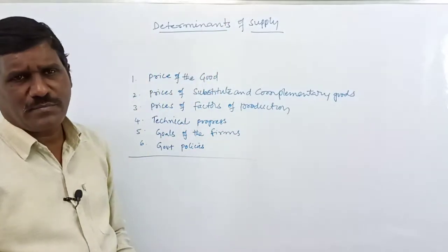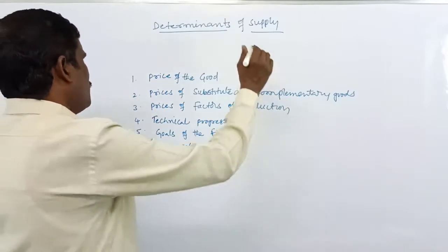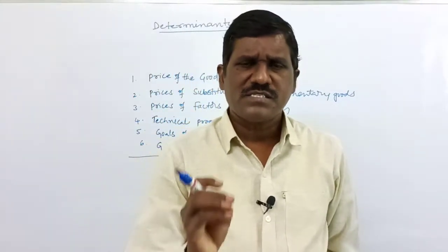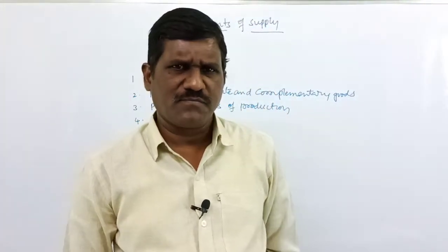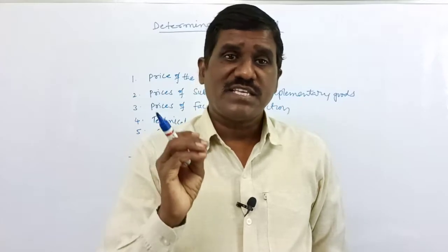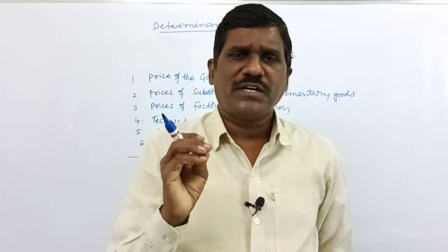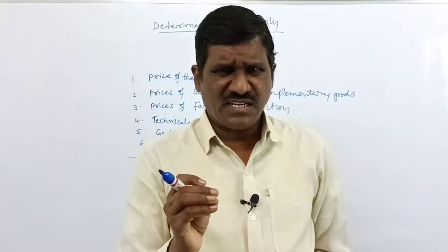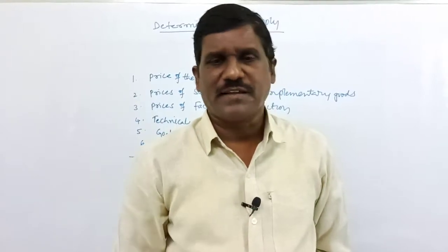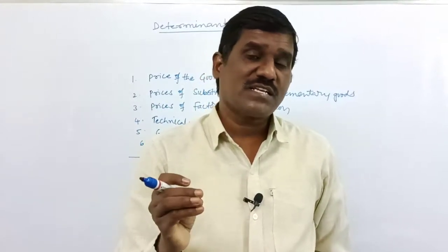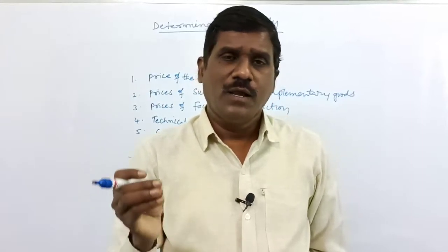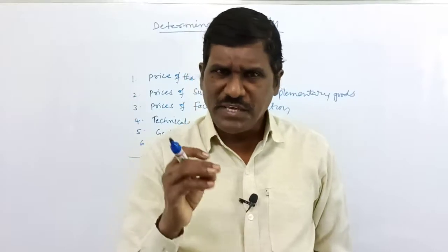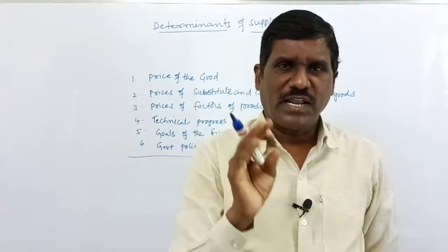What are the determinants of supply? First of all, what is supply? Supply means the behavior of the seller. How many goods a seller is ready to sell at a particular price and time is called supply. Demand is the complete behavior of the consumer. Here we are discussing the behavior of the seller, which is called supply.